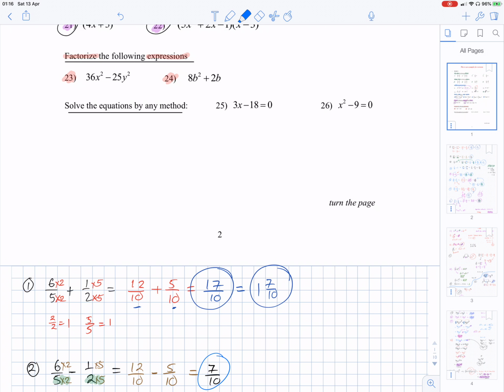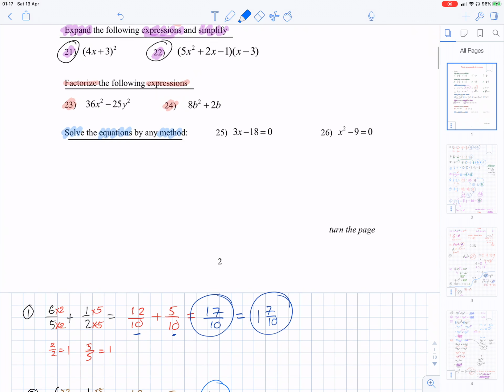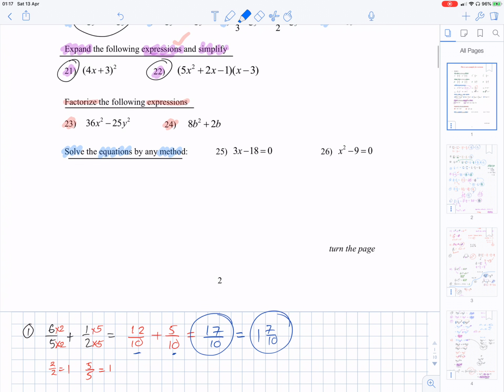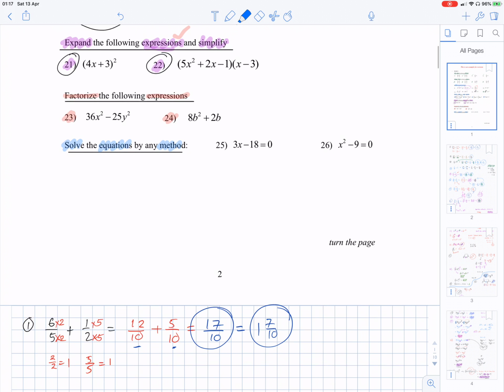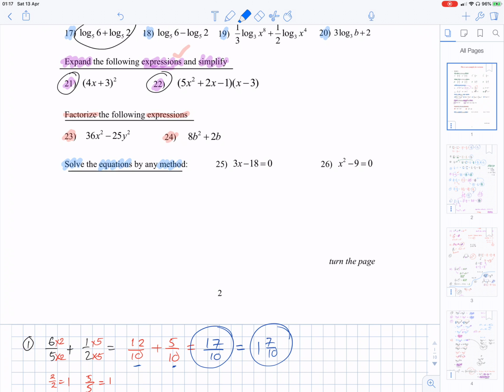Okay, this next set of questions is to solve equations by any method. So these two are quite simple to do. Now, one thing you should realize is when we factorize, there is no equal sign here and here, but when we are asked to solve an equation, normally there's an equals 0 or equal to something.